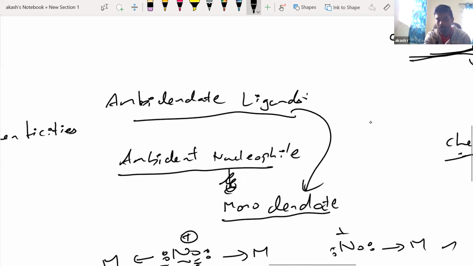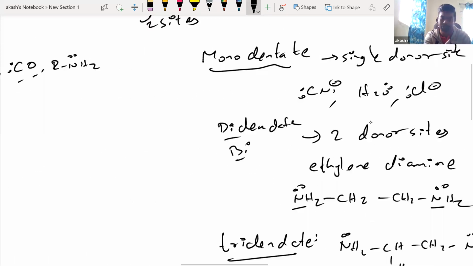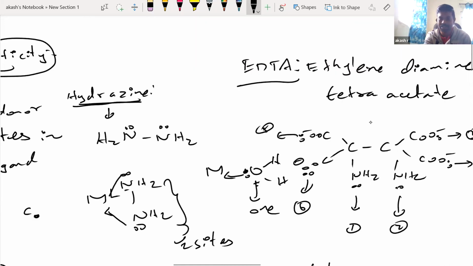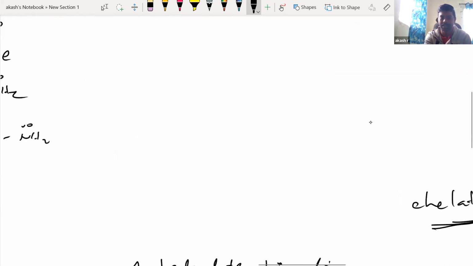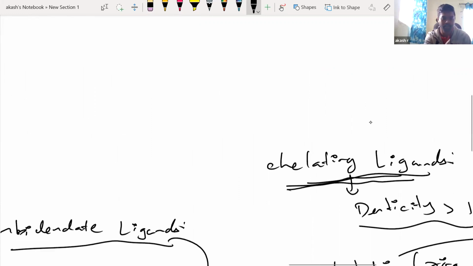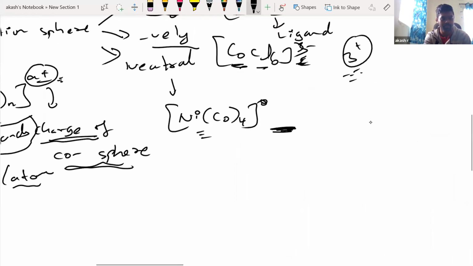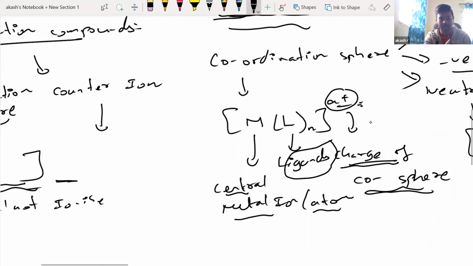Basically, ligands are the ones who are going to donate electrons to the metal atom, as simple as that. We can have classifications based on the charge, based on denticities, flexidentate, ambidentate, chelating ligands, and all other different types of ligands. Are there any questions? If you want to ask, you can ask.